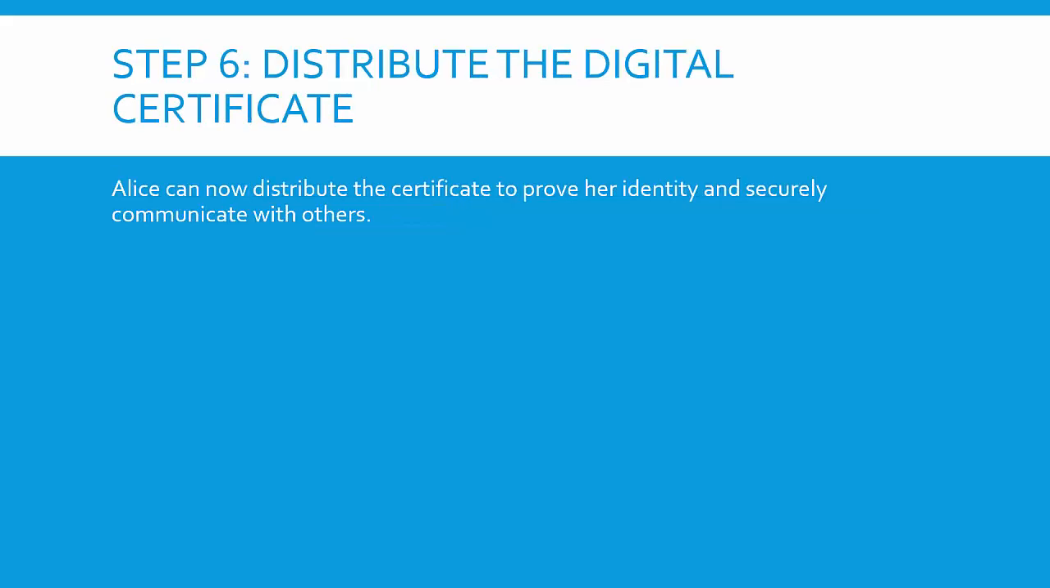At this point, Alice can distribute her digital certificate to others. This allows her to prove her identity and securely communicate with people or systems that trust the CA that issued the certificate.